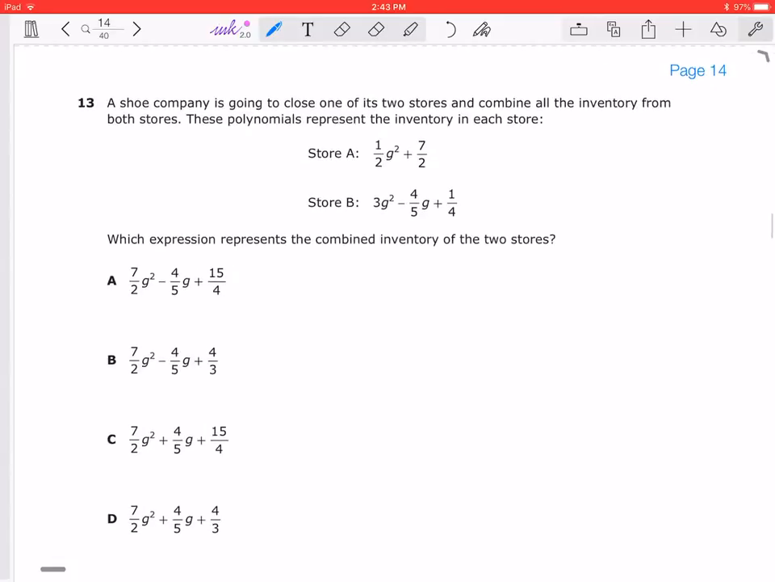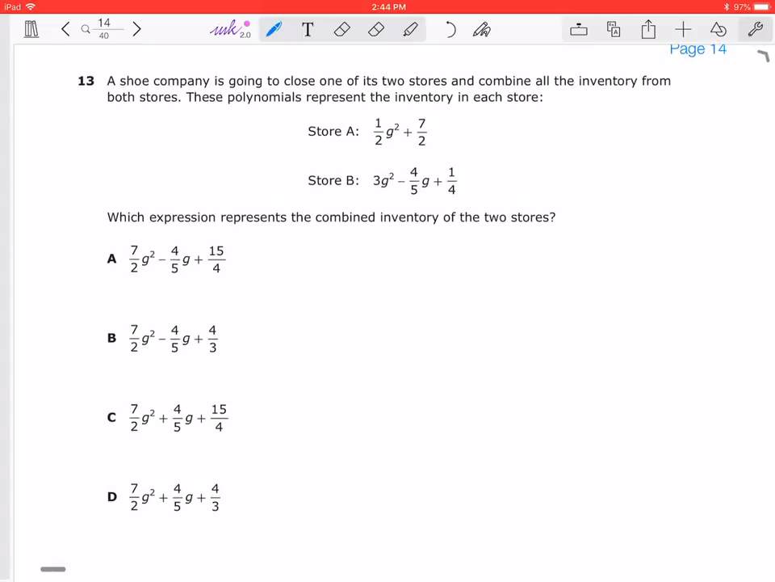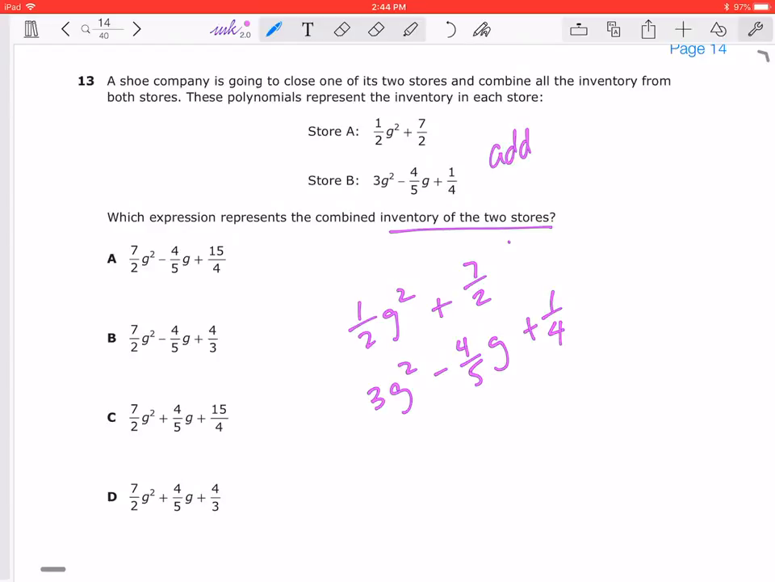Number 13, it says a shoe company is going to close one of its stores and combine all the inventory from both stores. The polynomials represent the inventory of each store, store A and B. Which expression represents the combined inventory of these two stores? So that means we're going to add these two polynomials together. So I have to add like terms. Now, so I've got 1/2 g squared plus 7/2, and then I have 3g squared minus 4/5 g plus 1/4.